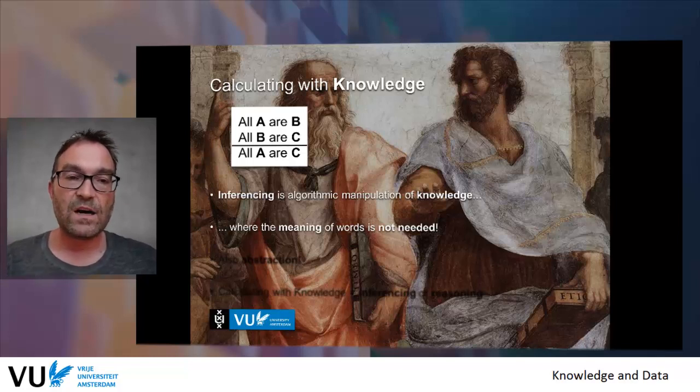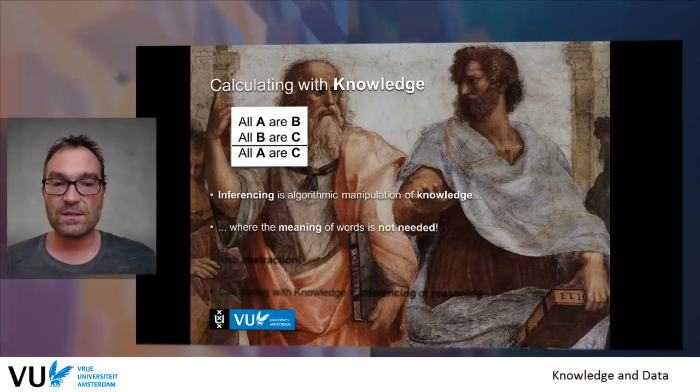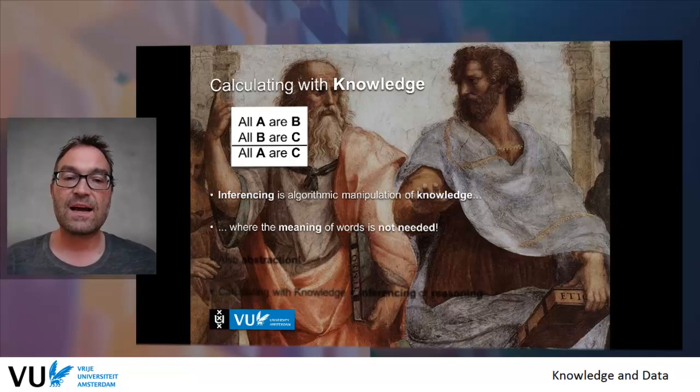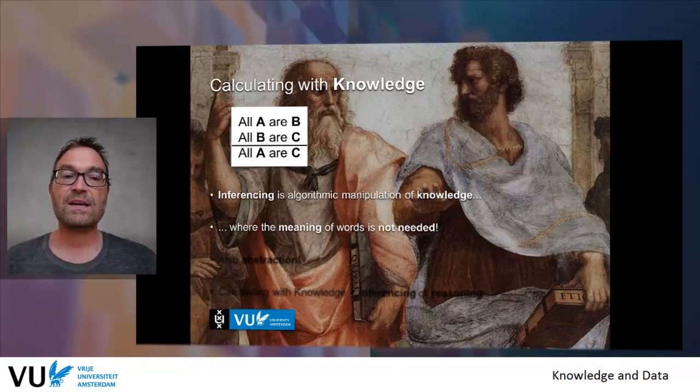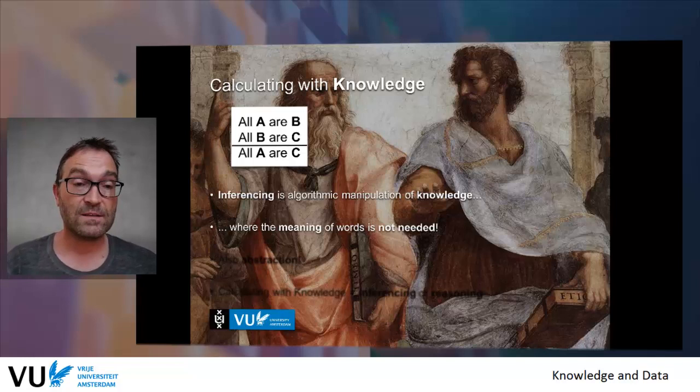We look here into calculating with knowledge, and the inferencing is the algorithmic manipulation of the knowledge in order to derive new facts, implicit facts, from explicitly stated knowledge. And the meaning of the words itself is not needed. The inferencing is based on the structure of the argument and is based on the definition of the operators, the semantics, the meaning of the operators.